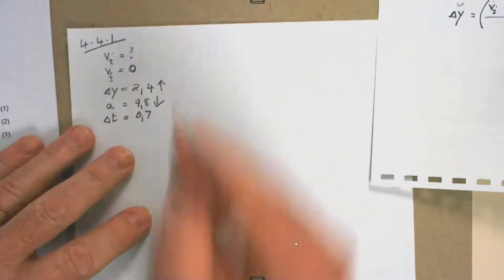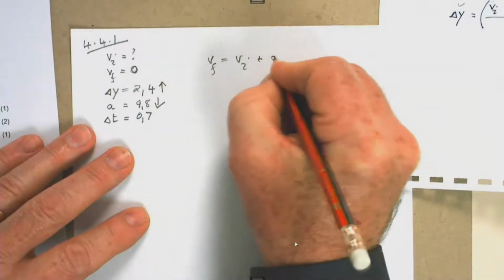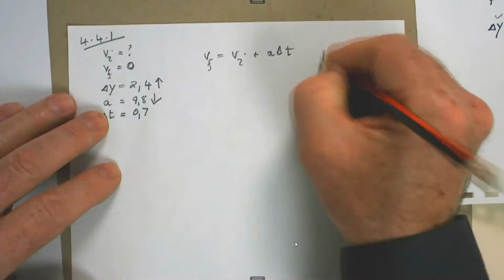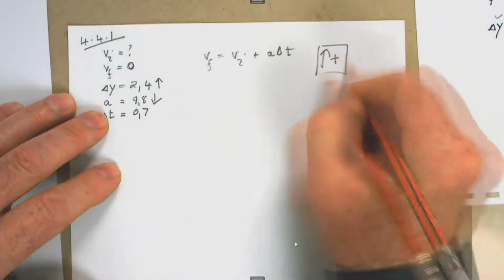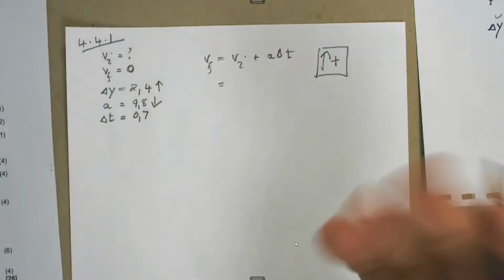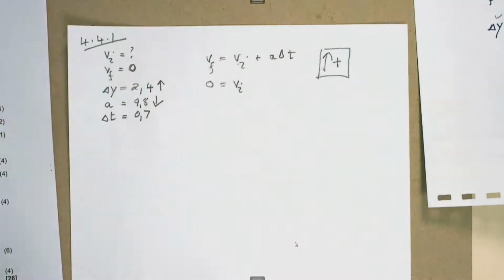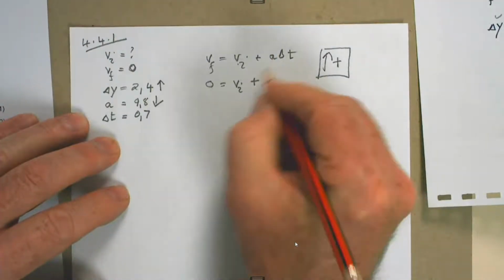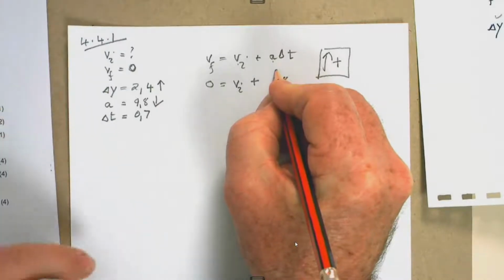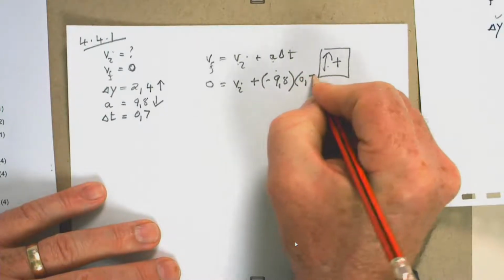So I'm going to use VF equals VI plus A delta T. And what shall we take as a direction? Now let's be generous to the upward direction and take upward positive. So all you need to do is you need to put in the stuff. So the final velocity is 0. The initial velocity is what I want to have. And the algebra will show me the sign. Plus acceleration, magnitude 9,8. Direction downwards, therefore negative. Very important. How long? Delta t 0,7.